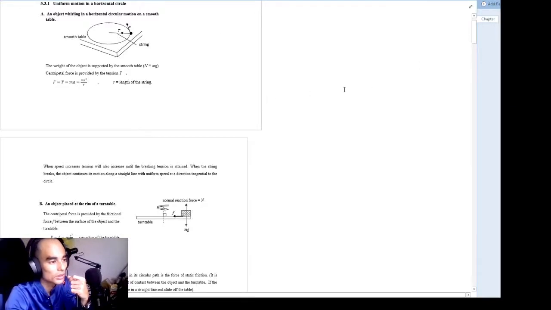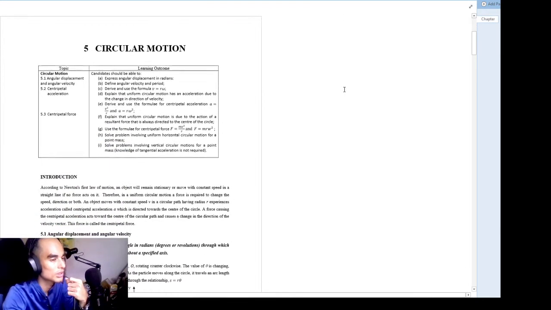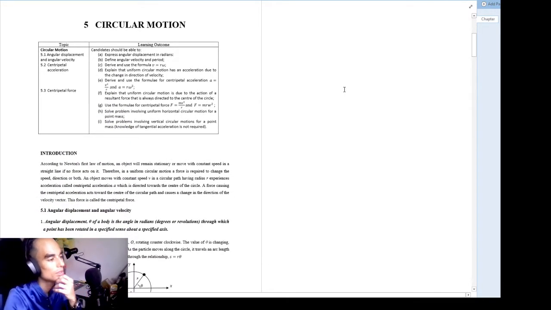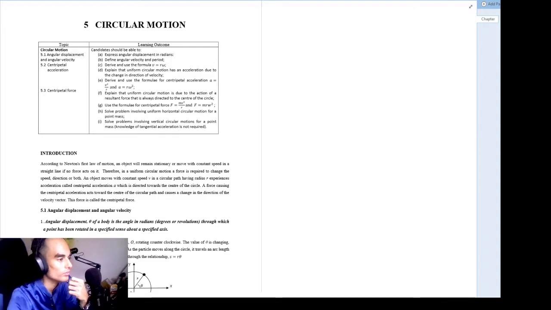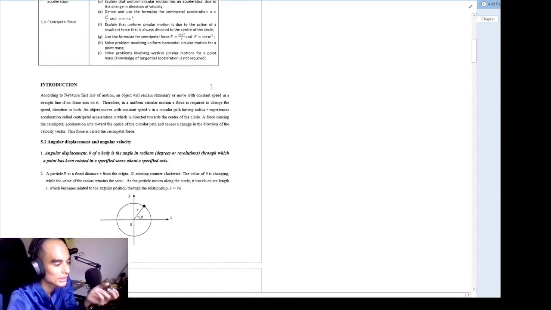Okay, for circular motion, there are three important points over here. Okay, so express angular displacement. I think this one you already have mastered. Express angular displacement in radians, define velocity and period. I think this one you have done it. Derive the formula. Derive the formula is this part.